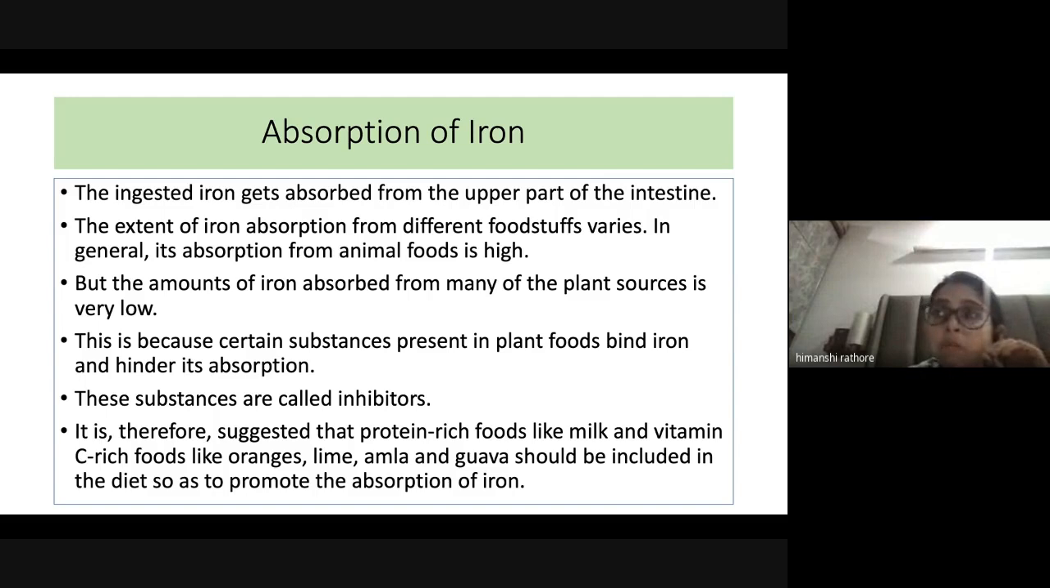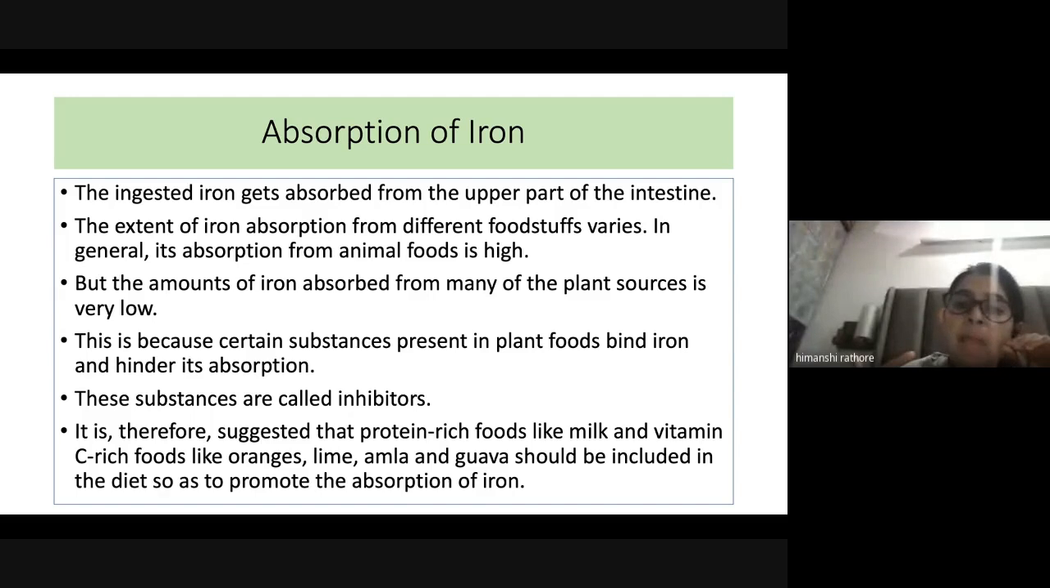So when you eat animal food, the percentage is higher. The body takes iron in high amount. But when you take iron from plant sources, like if you have eaten spinach, peanuts, which are sources of iron, and jaggery, then chana is also a rich source of iron. If you have eaten all those vegetarian sources, then the bioavailability will be lesser in comparison to animal food. So its absorption depends on the variety of food you have eaten.